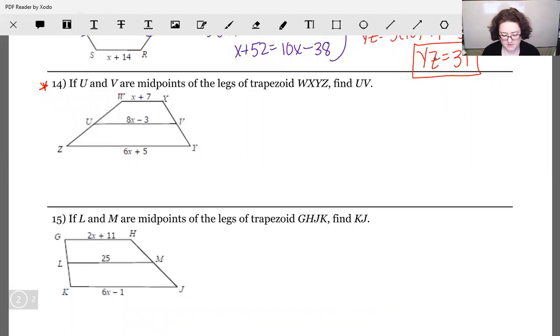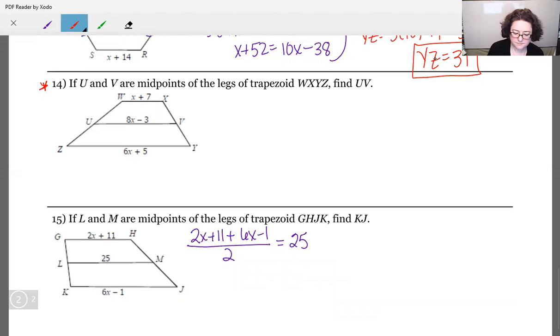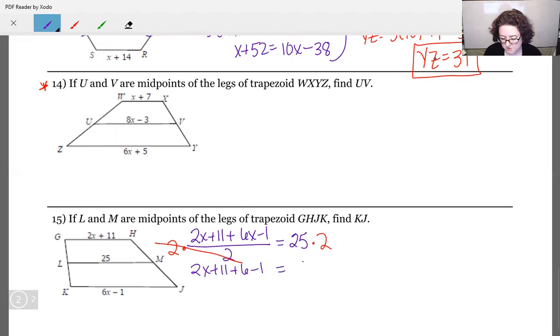So bases, 2x plus 11 and 6x minus 1, add them together and divide by 2. And that equals the midsegment. Actually, this one's even easier than 13 and 14 because I'm not going to have to distribute the 2 over anything on that right-hand side. I just multiply it by the 25. So multiply both sides by 2, cancels the 2 on the left. We're left with 2x plus 11 plus 6x minus 1 equals 50. And then I just combine my like terms.